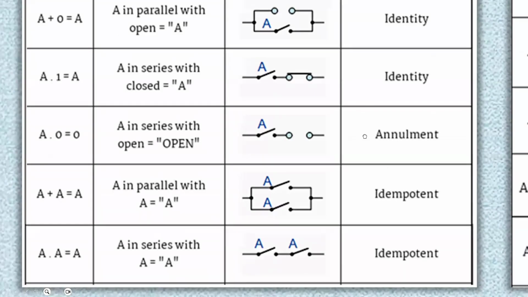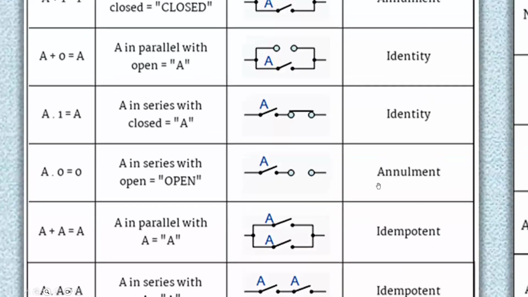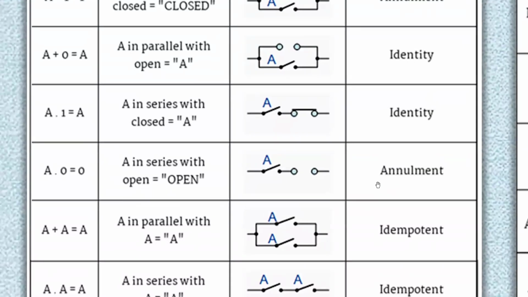Another annulment, because annulment means we're going to not care about something. We're going to make something invalid or not important. A and 0, if you look at the truth table, whatever we have on A, as long as the other one is stuck on 0, we are always going to have low on the output. So we're annulling that input here because that is stuck.